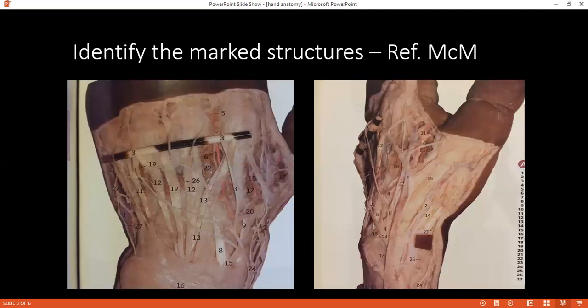Adductor pollicis is supplied by the deep branch of ulnar nerve. Very good. And opposition, very important. The thenar muscles share in the opposition: opponens pollicis, flexor pollicis brevis, and abductor pollicis brevis. All 3 supplied by the median nerve.